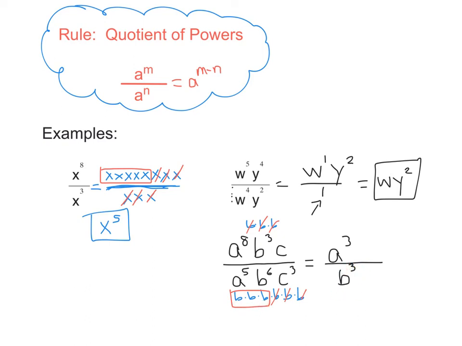Now we could do the same thing with the c's. So I've got a c here, and I've got c to the 3rd down here, so c times c times c. And if I wanted to cancel that c out with one of these, c divided by c is 1, we're left with 2 c's in the denominator, which means we've got c squared left down there. And then this would be our final answer for that.